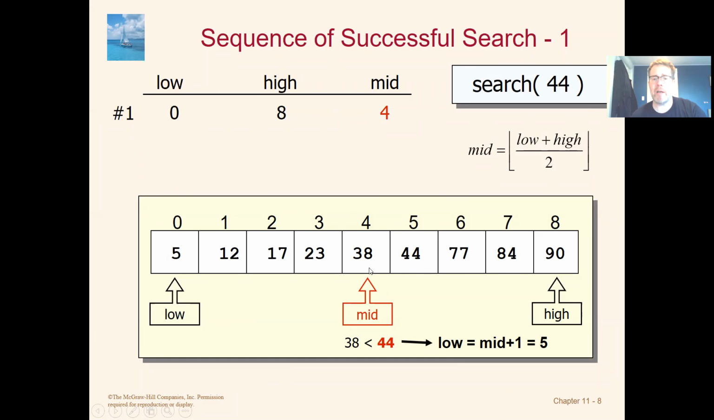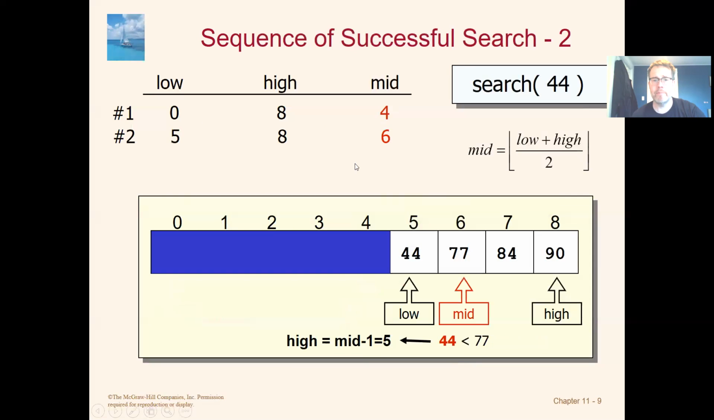We check for 38, and we say, oh, 38 is less than 44. Therefore, index 4 and every lower index can't have 44. We know it has to be in index 5 or up. So 5 becomes our new low value. Here we are, 5. Our high is still 8. We take the average. In Java, 5 plus 8 divided by 2 becomes 6, right? 6.5, but drop the half. So our comparison point is now index 6.